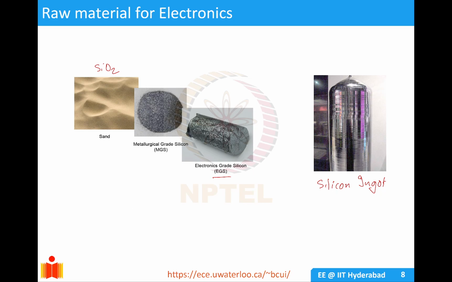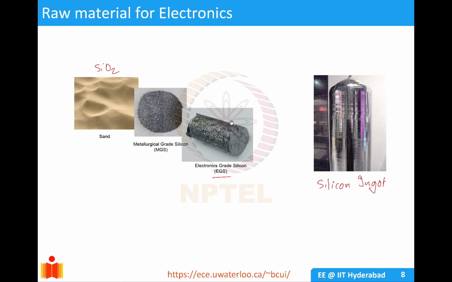Next we will be studying the manufacture of electronics. So we start from the raw material, which is sand. So sand is your SiO2. From there we develop metallurgical grade silicon, which is MGS. From there we develop electronics grade silicon, which is EGS.